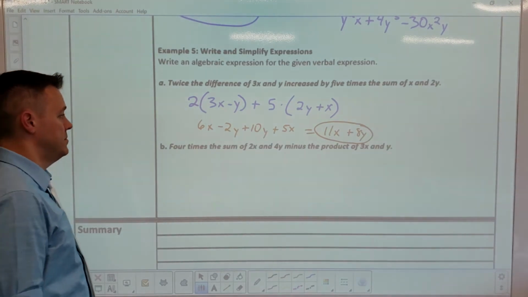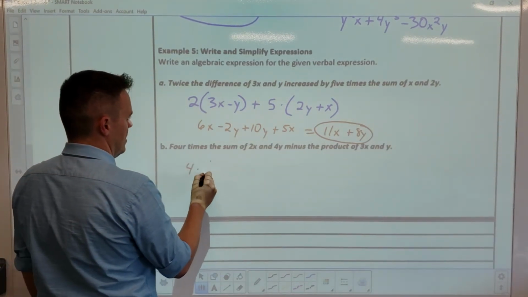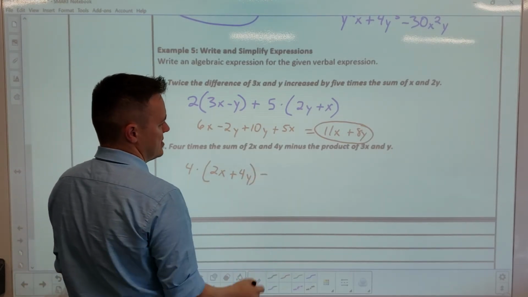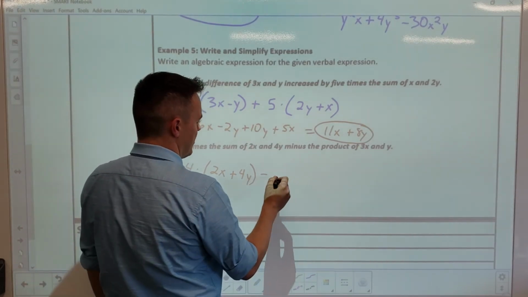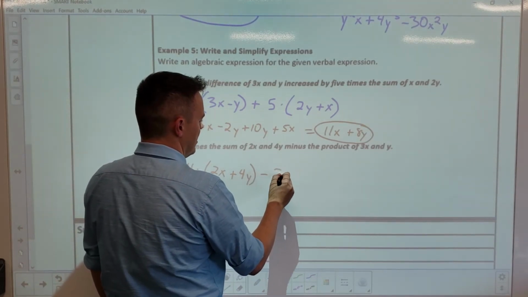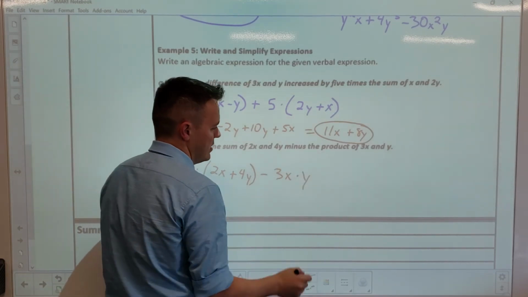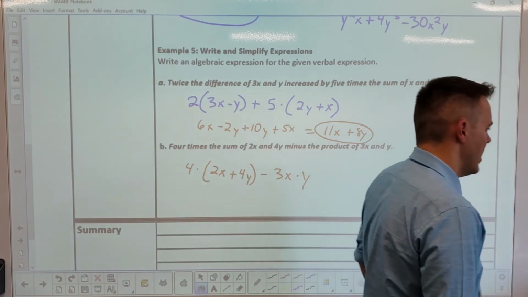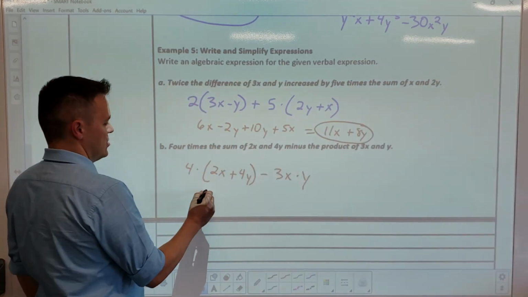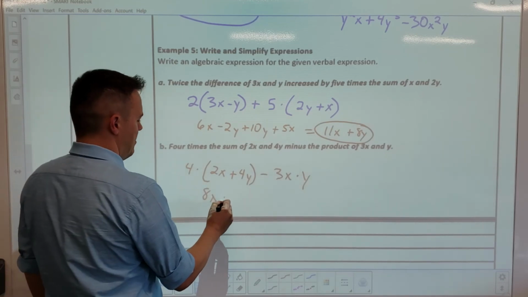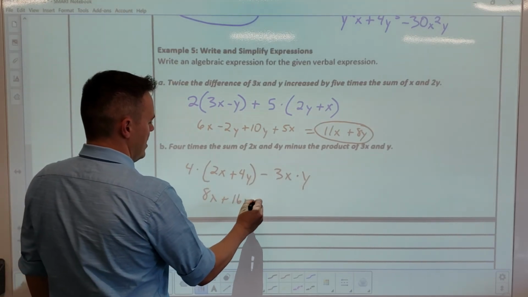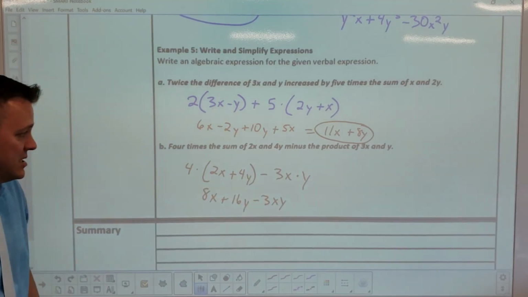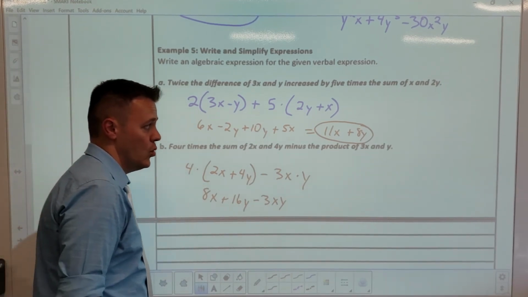4 times the sum of 2x and 4y minus the product of 3x and y. So this would be 3x and y. Okay, so there's your setup on those. All you would do with this one, ladies and gentlemen, just making sure I wrote it right, multiply this one out as well. So this would be 8x plus 16y minus 3xy. And then, ladies and gentlemen, can you combine anything else in this category? The answer is no, you cannot.